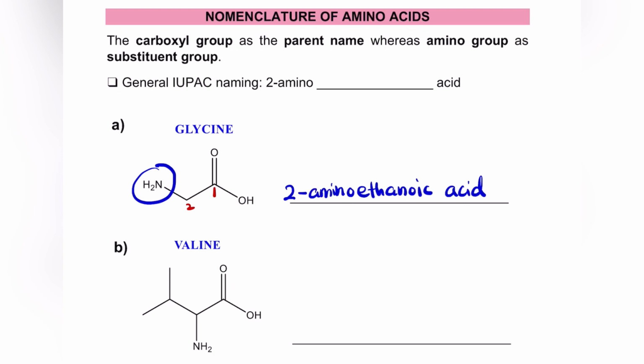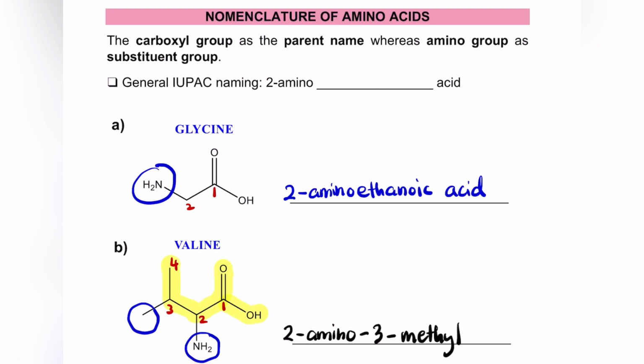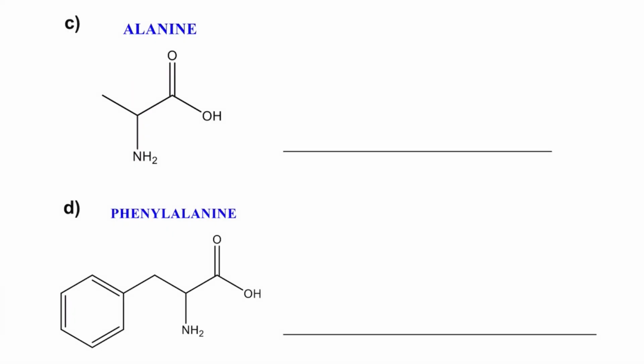Next, we have valine. The first carbon will be at this double bond OOH, and then second, third, and then fourth. So my parent is this chain, and we have two substituents here. The first one is the amino group, and the second one is methyl. I start with amino first, so it's going to be 2-amino, and then methyl is at the third carbon, so 3-methyl. The parent has 4 carbon atoms, so this is butanoic acid. Make sure when you write the name for your carboxylic acid, there is a space between oic and acid.